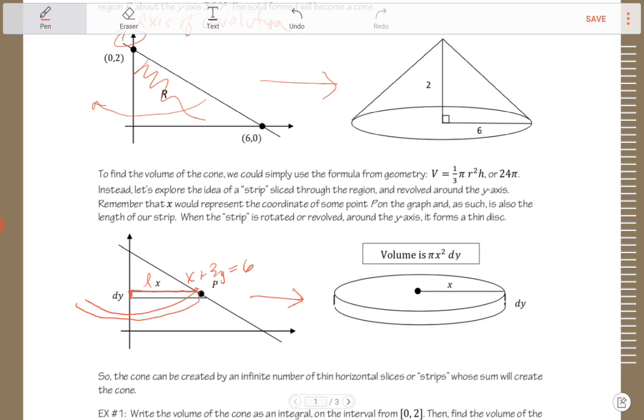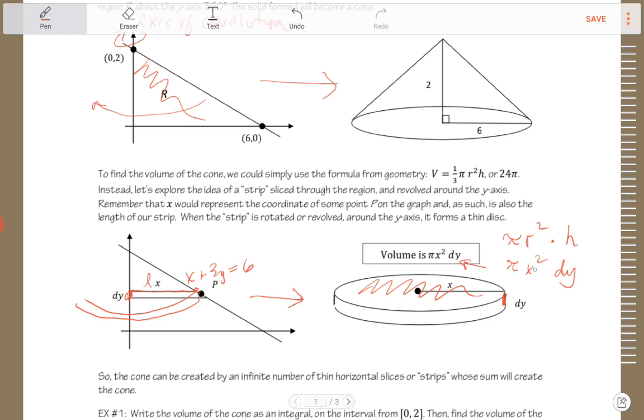So how can we find the volume of just one of these cylinders? We take the area of its base, which is a circle, so the area is pi r squared, and multiply that by its height. Since its height is represented by dy, we get pi x squared times dy. That's how we're getting this formula.